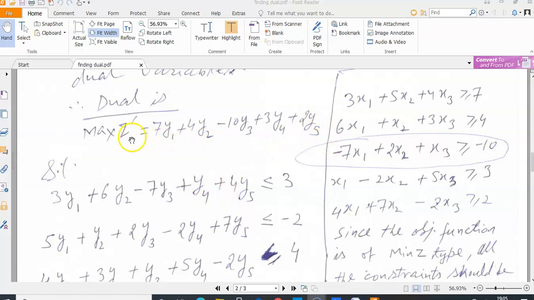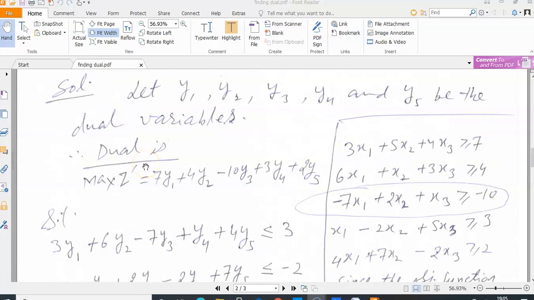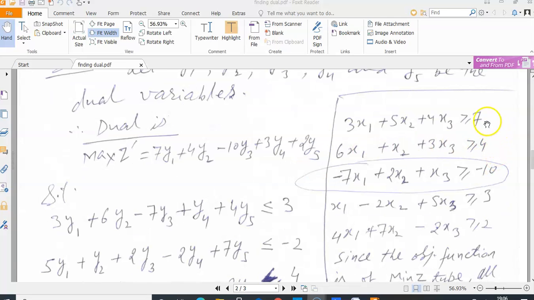For a minimization type primal objective function, the dual will be of maximization type. First, what are the variables? Since there are 5 constraints, there will be 5 variables in the dual. Let these be the variables. Then these coefficients 4, 7, minus 10, 3, 2 are the right hand side values of the primal constraints, and that is how we have written it.